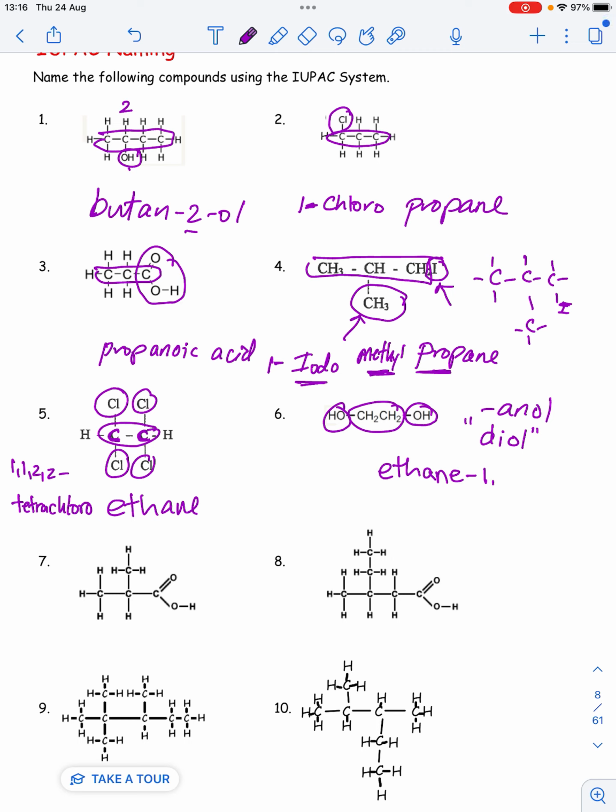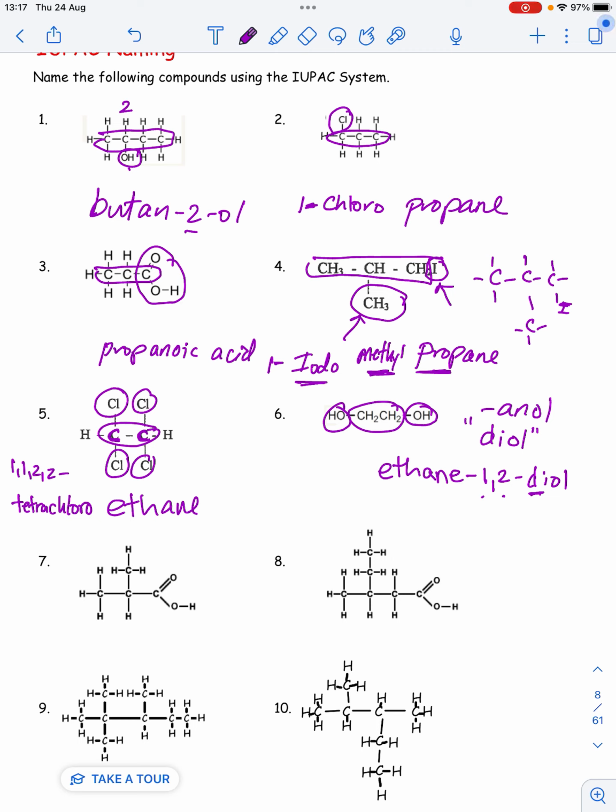And then where are the two OHs? They are on the first carbon and the second carbon. So let's sneak those numbers in there. Oops, and I did it wrong. Let's get rid of that -ol bit and write diol, because if I see two numbers, I should see a di there to tell me that there's two of it.